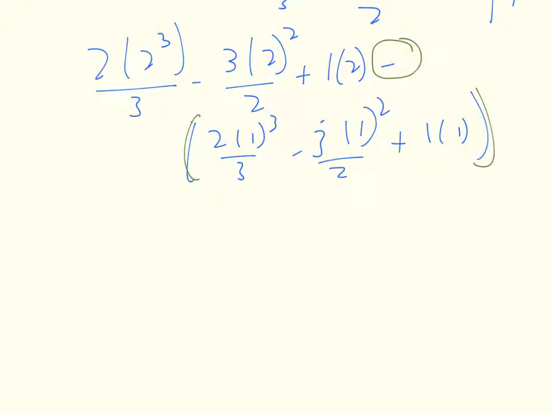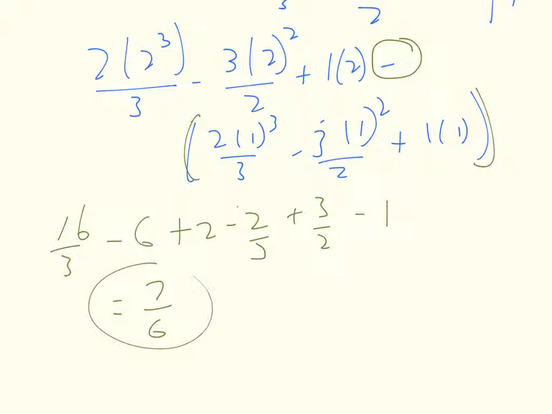So as we evaluate this, you end up with 16 thirds minus 6 plus 2. Distribute the negatives, so now we're left with negative 2 thirds plus 3 halves minus 1, which in the end will give us 7/6 as a final result. Good.